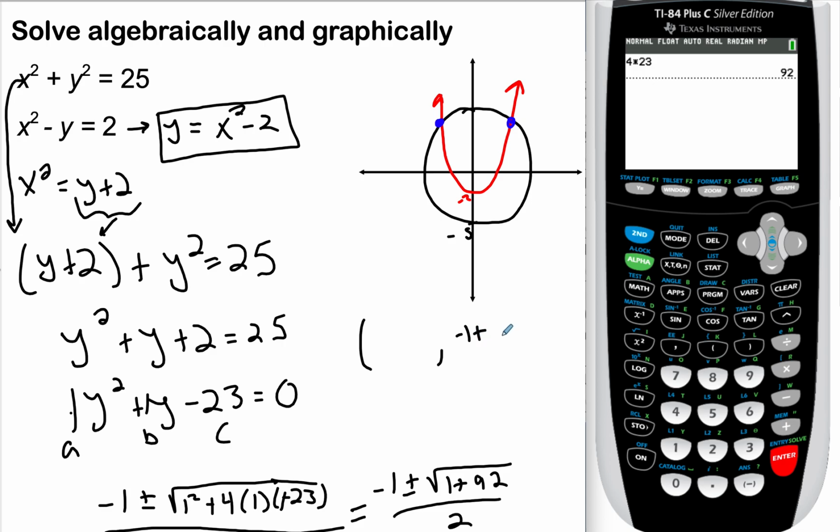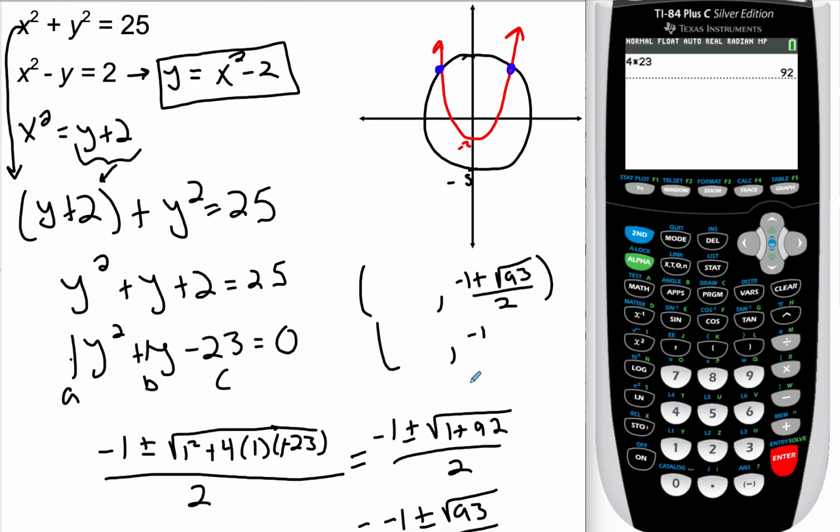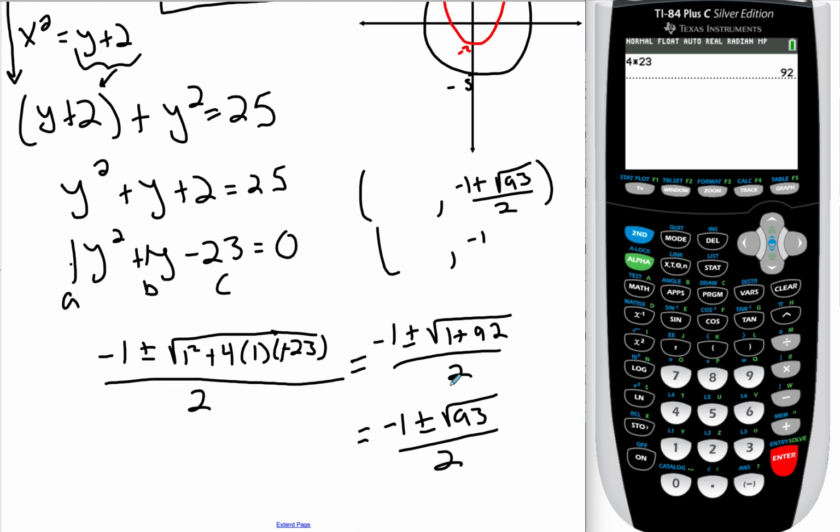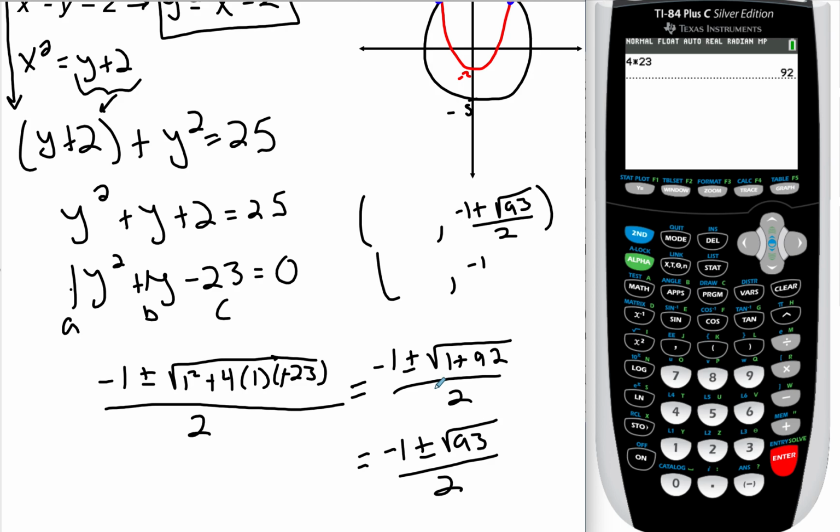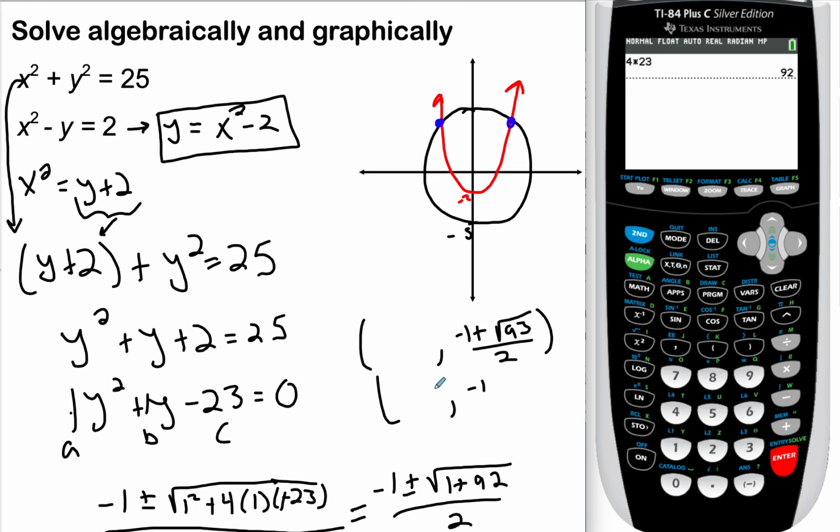-1 plus square root of 93 over 2. -1 minus, okay? It's really important to notice this. It's really important to make yourself aware that you have to have both of those roots, okay? Because in the end, you have to account for everything, okay? Everything has to be accounted for, okay?